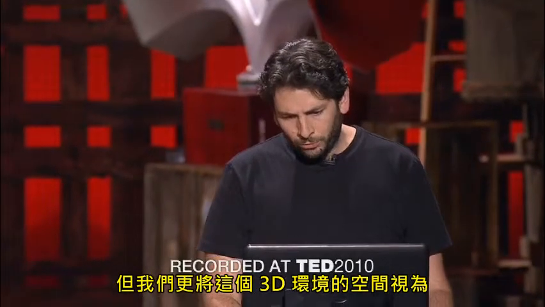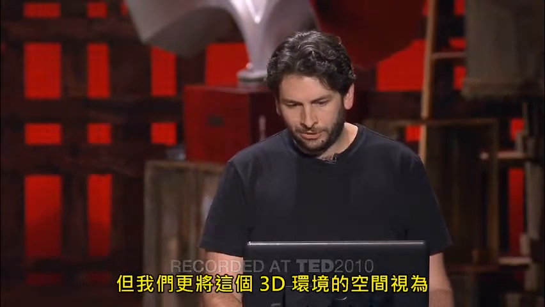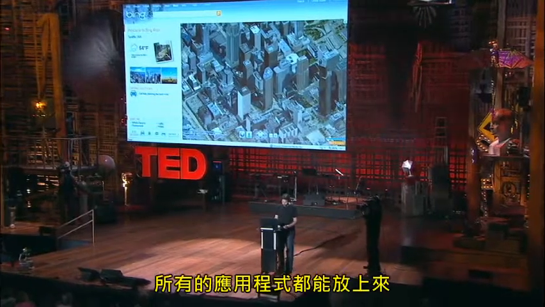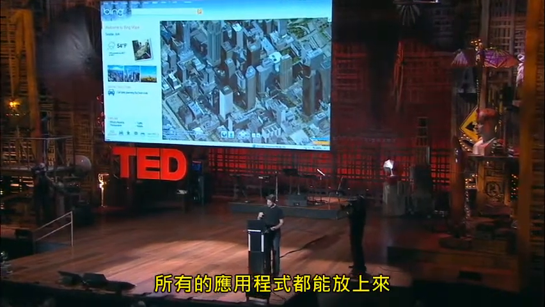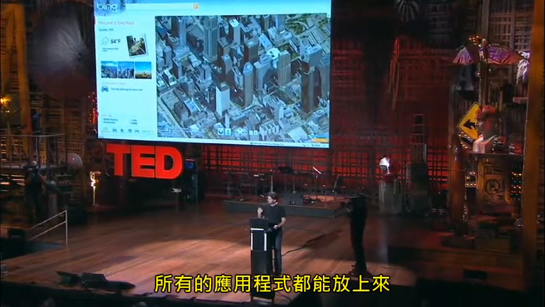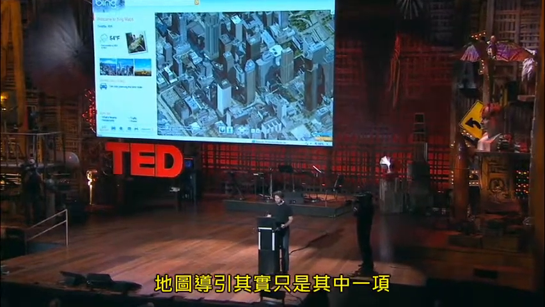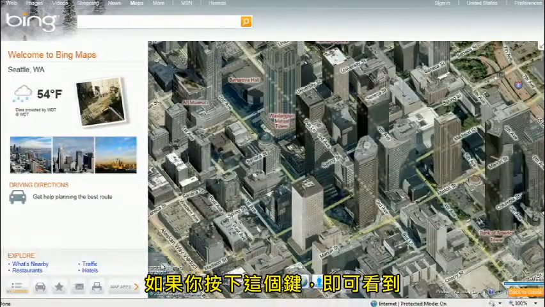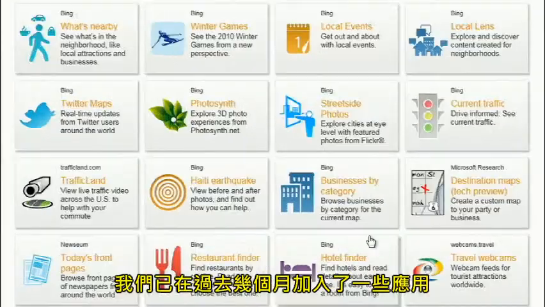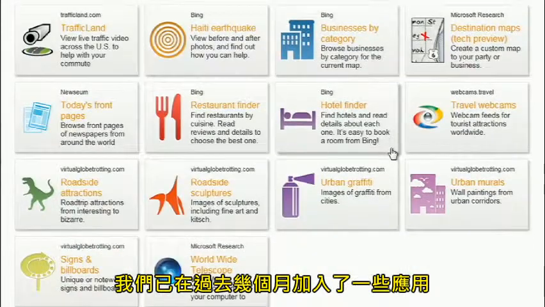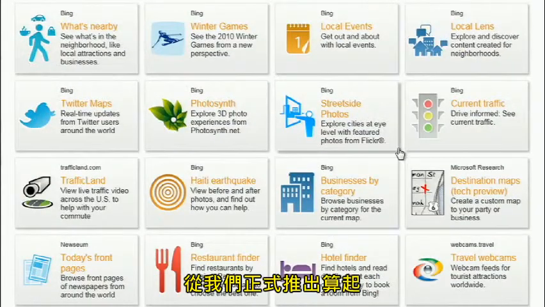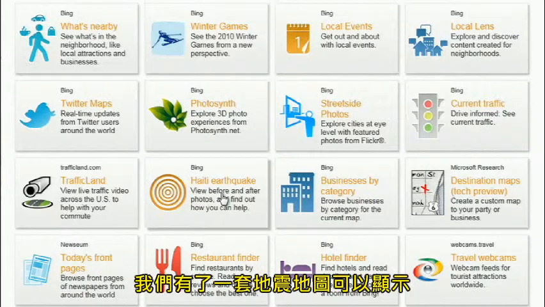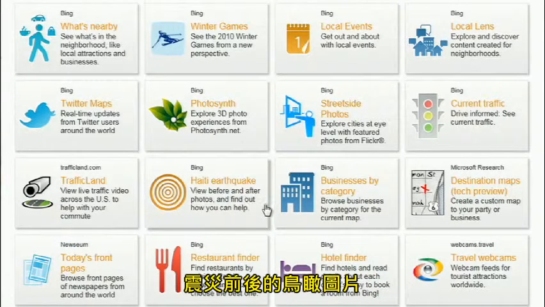Now, we see this space, this three-dimensional environment, as being a canvas on which all sorts of applications can play out. And maps directions are really just one of them. If you click on this, you'll see some of the ones that we've put out just in the past couple of months since we've launched. So, for example, a couple of days after the disaster in Haiti, we had an earthquake map that showed before and after pictures from the sky.